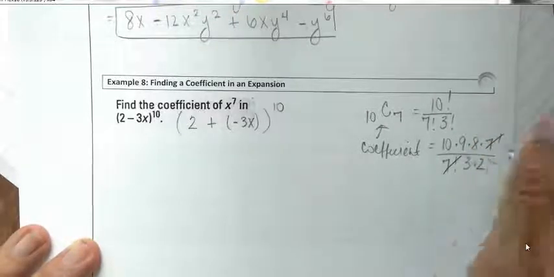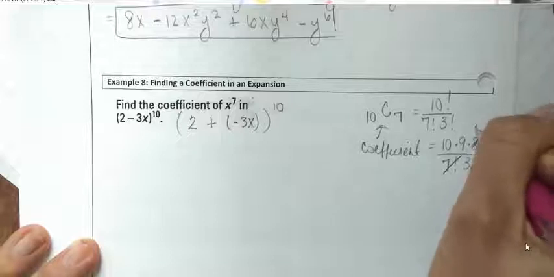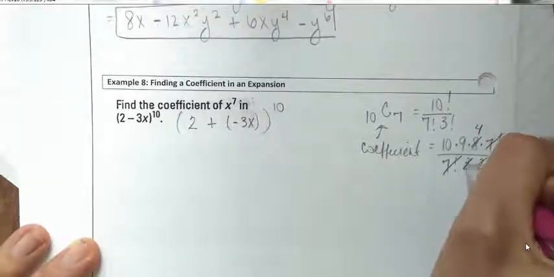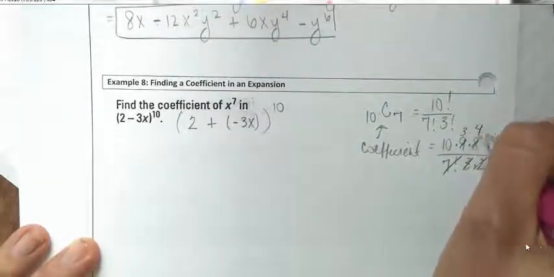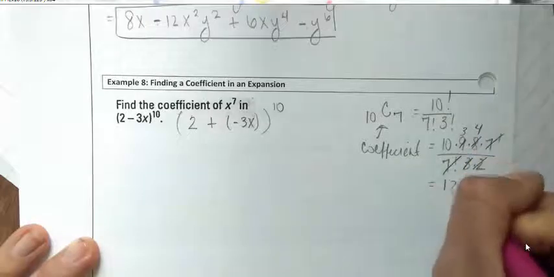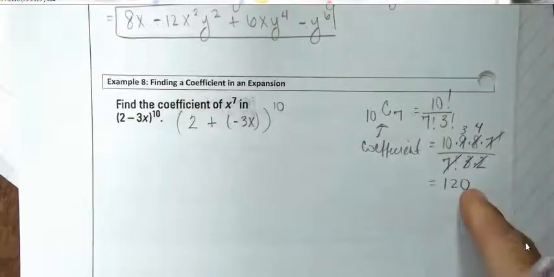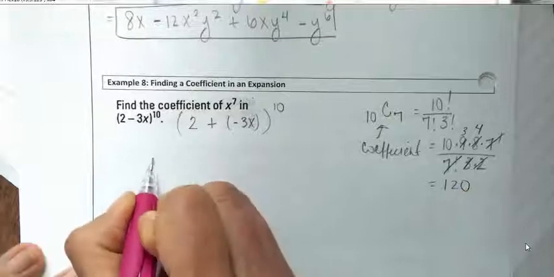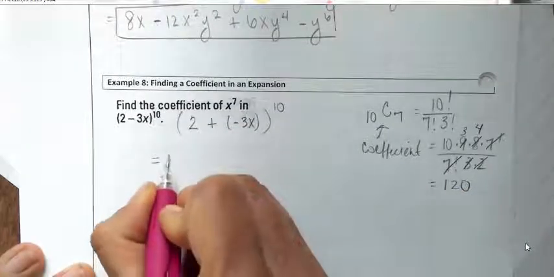And you could, of course, use your calculator if you wanted to. But this is going to be, let's see, this is pretty easy. So 12 times 10 is 120. So that's your coefficient of the term. All right, so we're going to do 120.